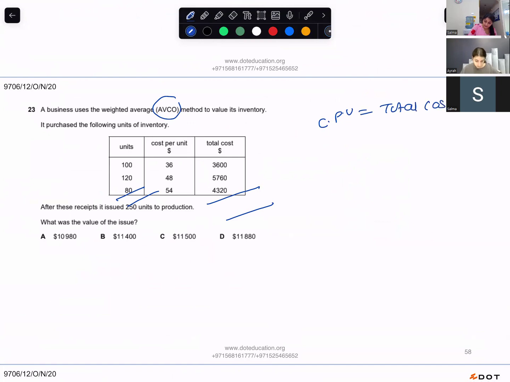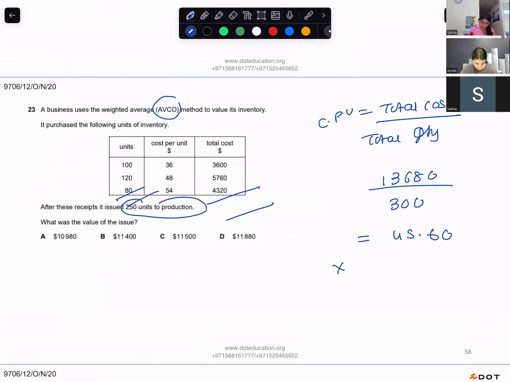Give me the total cost. Total cost is 13,680. Total quantity 300. Cost per unit is 45.6. How many units are issued to production? 250. So 250 into 45.6 is 11,400. 11,400 is issued to production.